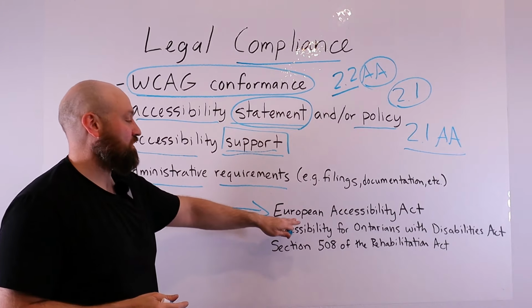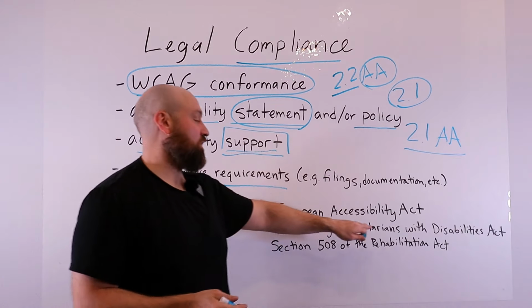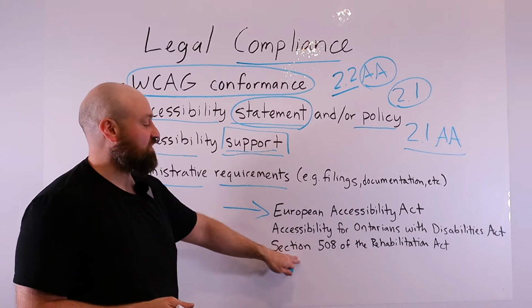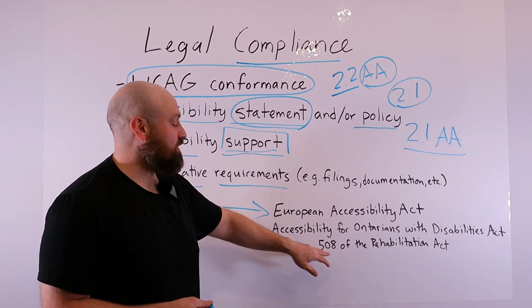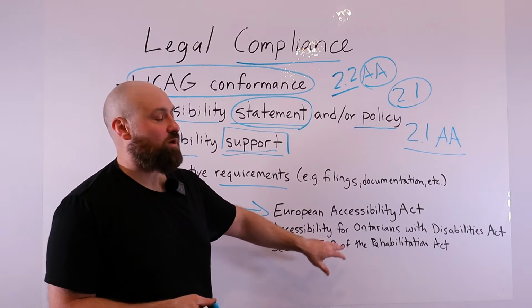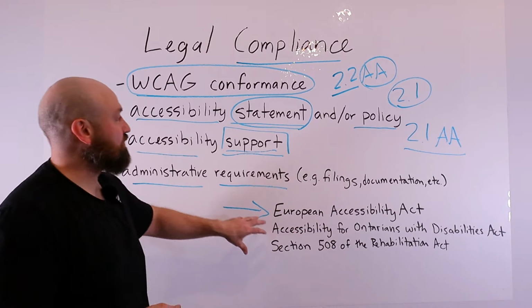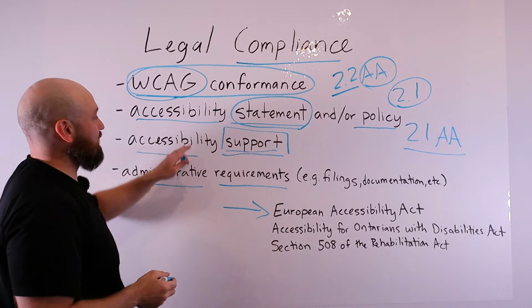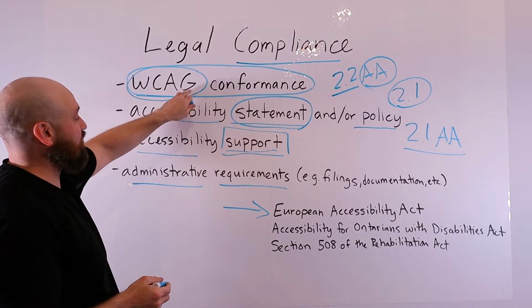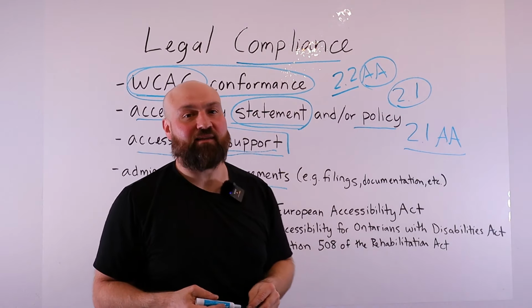So we could be working with the European Accessibility Act. We can be working with the Accessibility for Ontarians with Disabilities Act. It could be Section 508 of the Rehabilitation Act, et cetera, et cetera. Of course, we're always going to look for these specific laws to know the various requirements under each law. But when it comes to accessibility, we're always going to focus in on the web content accessibility guidelines, and let these guidelines and the principles from these guidelines guide us in how we make our digital assets accessible.